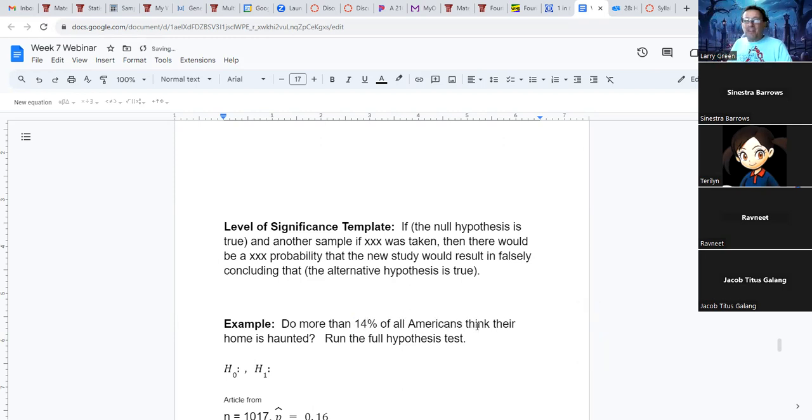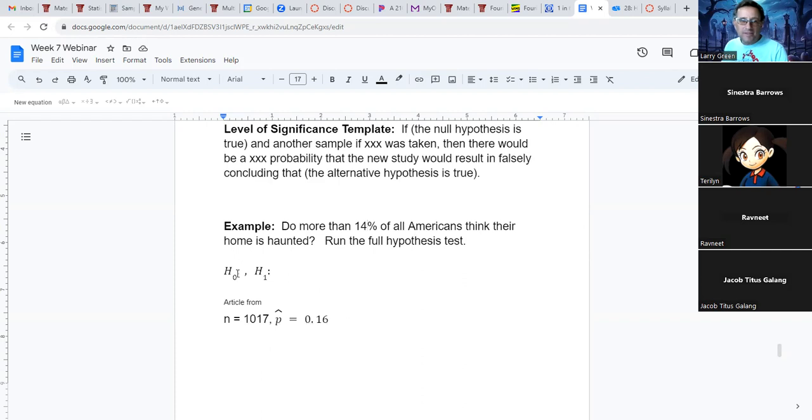Do more than 14% of Americans think their home is haunted? Run the full hypothesis test. So let's go H naught first. All right. Is this a mu or is this a p? Yeah, this is a p because this is a yes/no question. See if you can put yes or no. Do you think your home is haunted where you live? See if you can answer that question in the chat box.